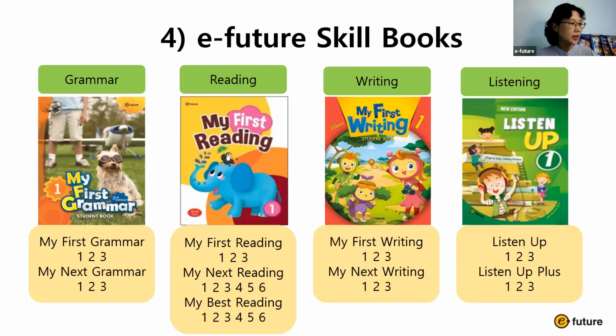And number 4, skill books. Okay, so we have all these different skill books: grammar, reading, writing, and listening. We've looked at the features of grammar, the spiral curriculum, right? And we have spiral syllabus for all these other series as well, right? Because link, review, recycle, those are the most important things in eFuture series.